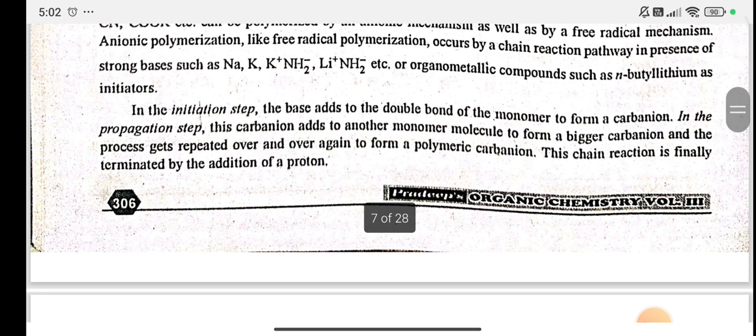In the initiation step, the base adds to the double bond of the monomer to form a carbanion. In the propagation step, these carbanions add to another monomer molecule to form a bigger carbanion, and the process gets repeated over and over again to form a polymeric carbanion. This chain reaction is finally terminated by addition of a proton.